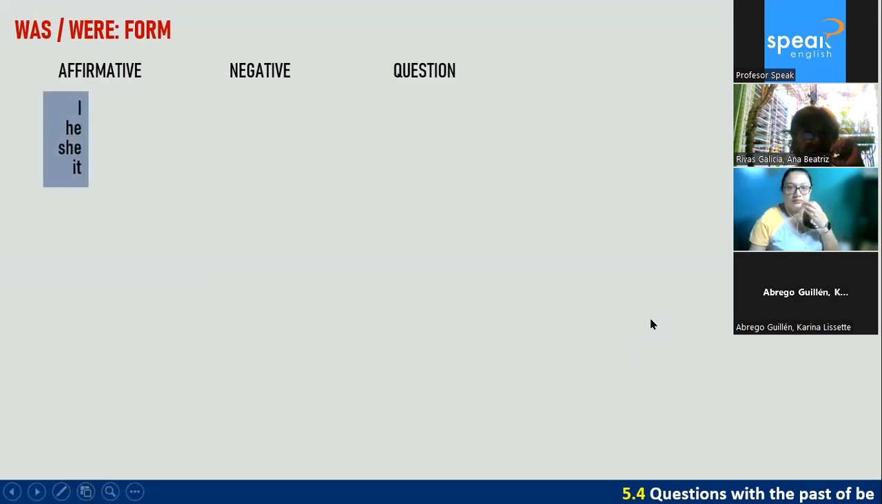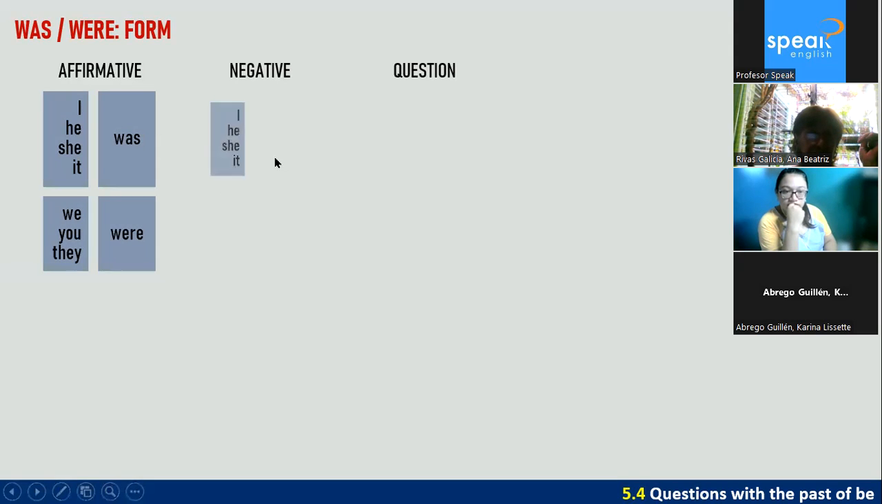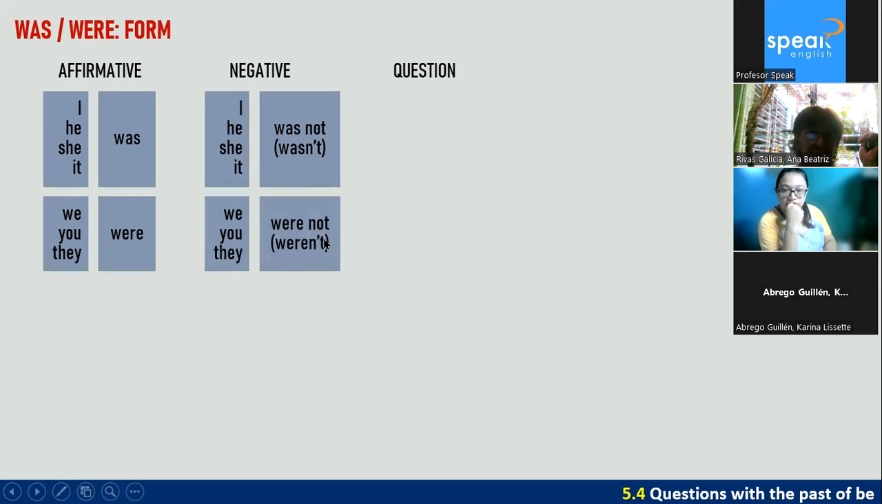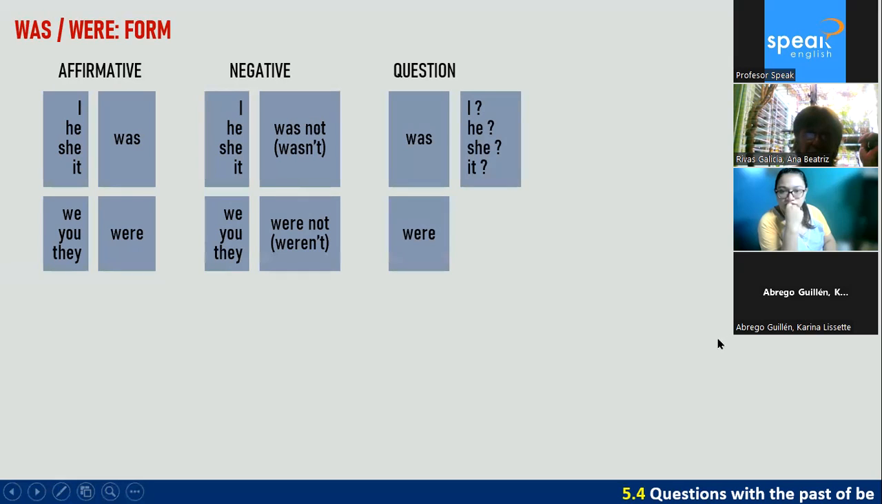So, in the affirmative form, this is the order that we're going to have of the most important elements, which is the subject and the verb. If it's negative, it's going to be the same, right? And you have two options, contraction or full form. Now, what happens with the questions? With the questions, we have a switch. Hay un cambio. And that switch comes with the verb to be. So the verb to be comes at the very beginning, and then we have the subject.